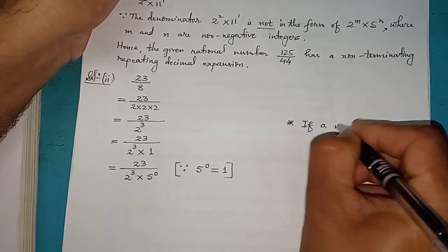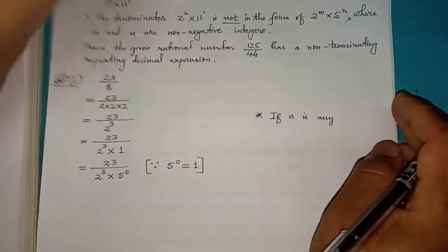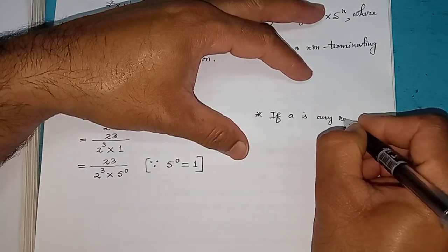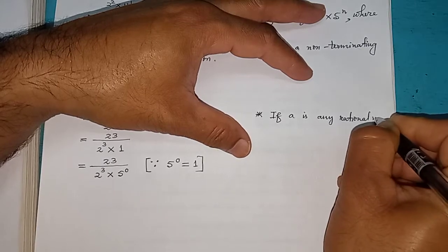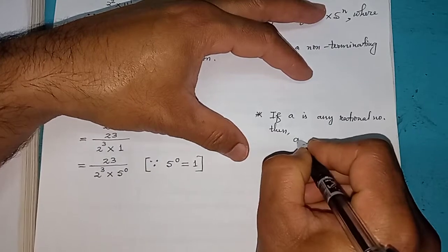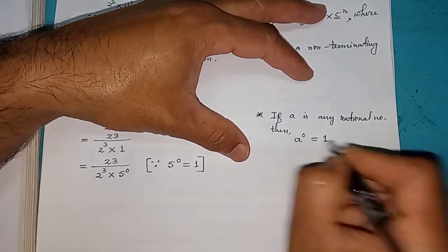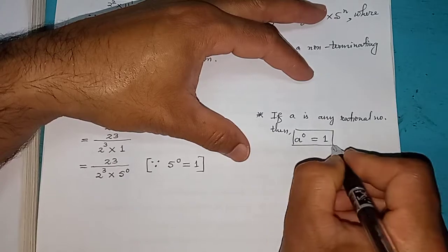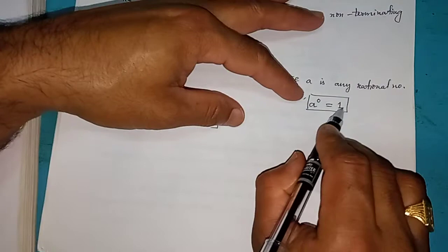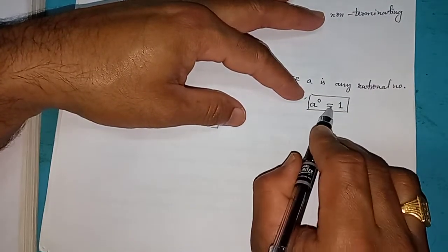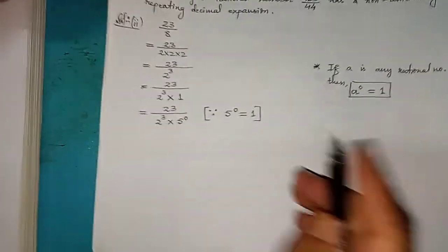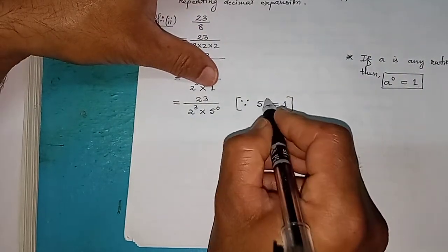if a is any rational number, then a raised to power 0 has a value equal to 1. Keep in mind. So since they're equal, in place of this I can write 1, and in place of 1 also I can write a power 0, because the values are equal. That means in place of 1 I can write 5 raised to power 0.